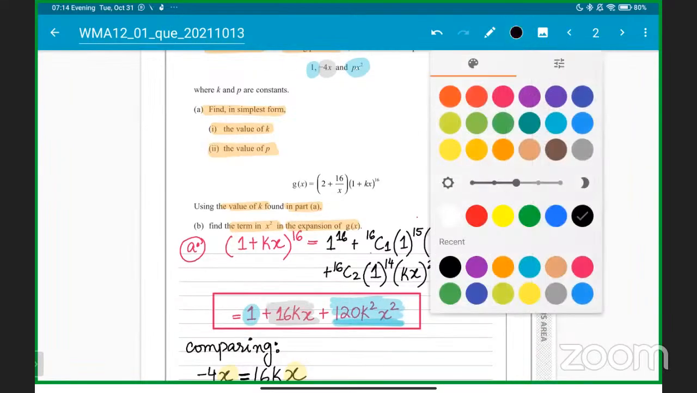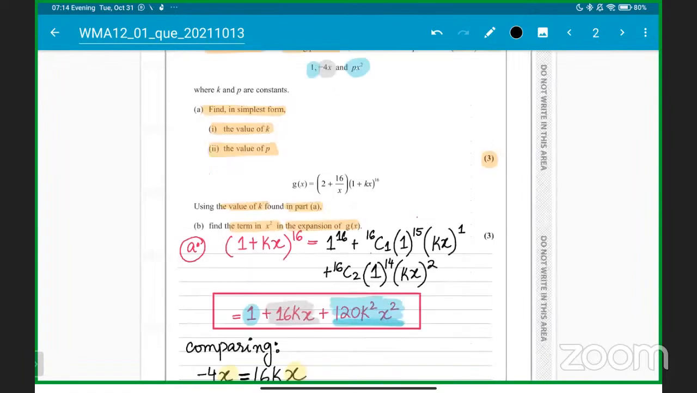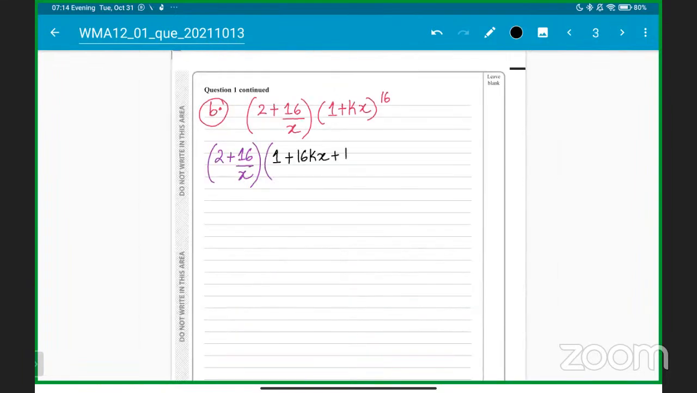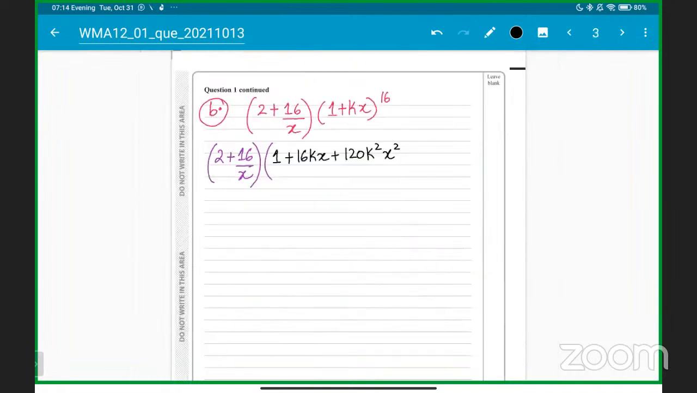First three terms we already know, okay, right? We already know the first three terms. That's why it will be 1 plus 16kx plus 120k square x square. Understood? 1 plus 16kx plus 120k square x square. So we already have these three terms, okay?